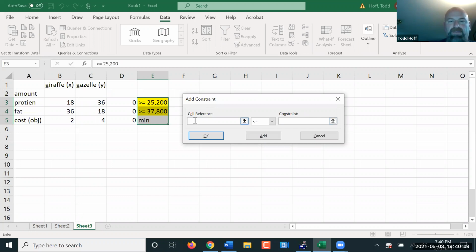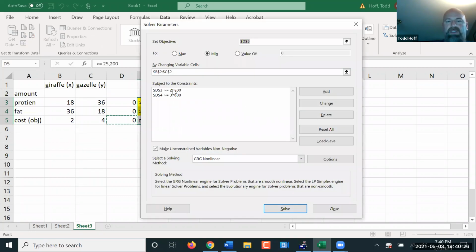Next is my constraint for fat. So I click on this cell, make sure that's blinking. Click on the formula for fat here. I want that to be at least, so greater than or equal to 37,800. I'm going to add that, and then I'll click cancel to say I've got them all in. So those are my two constraints. That's the one for protein. That's the one for fat. Everything is in here now.